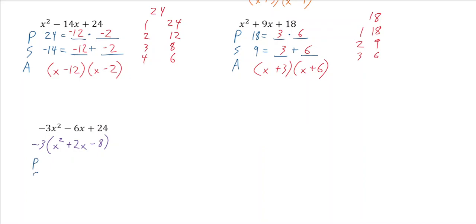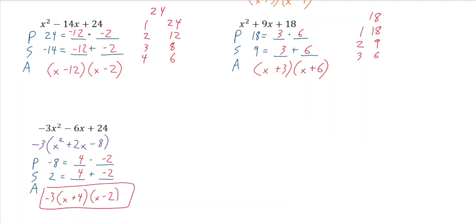Now we can do PSA. So the product is negative 8. The sum is 2. So we're going to multiply to get negative 8 and add to get 2. So we're going to have 4 and negative 2. So our answer is going to have the negative 3 in front from the GCF, x plus 4, x minus 2. And that is our final answer.